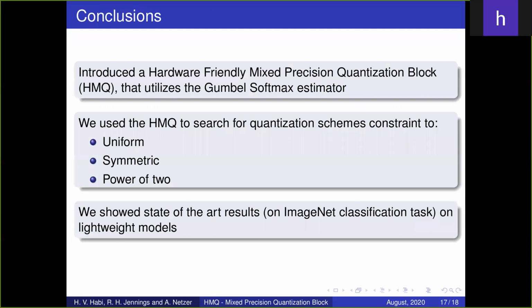To conclude, we introduced a hardware-friendly mixed precision quantization block, HMQ, that utilizes the Gumbel-Softmax estimator. We used the HMQ to search for quantization schemes which are uniform, symmetric, and with power of 2 threshold. We showed state-of-the-art results using our method to quantize lightweight models on ImageNet classification task.